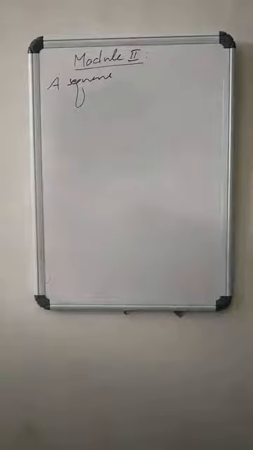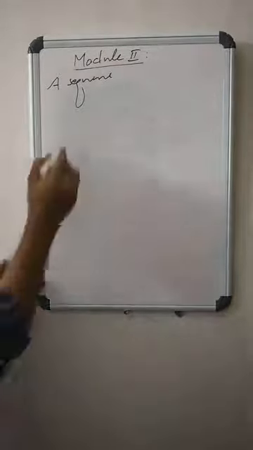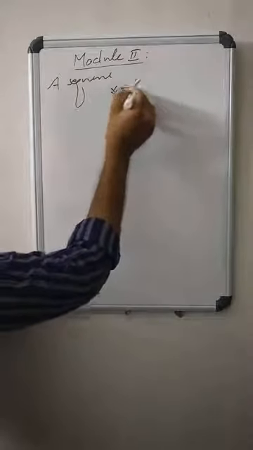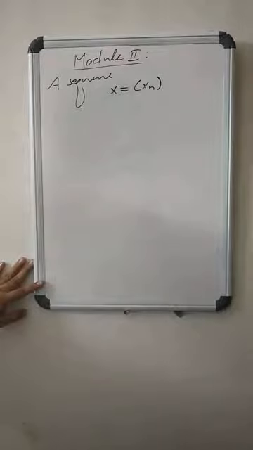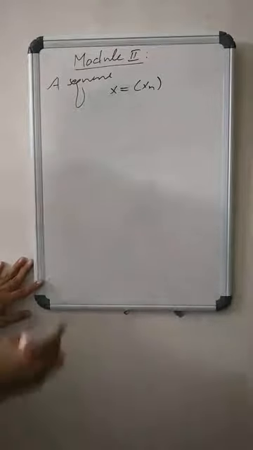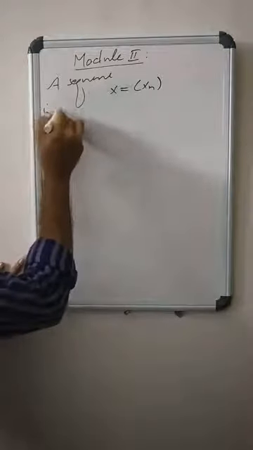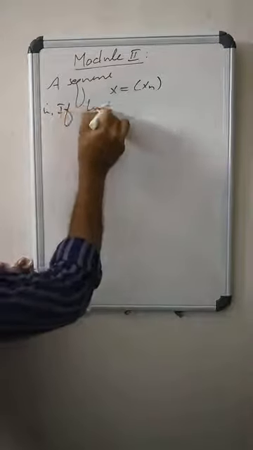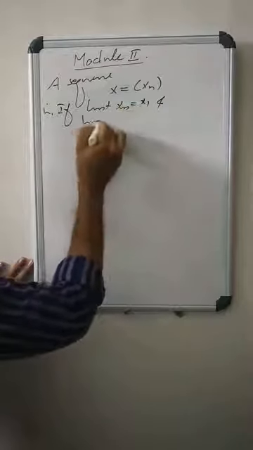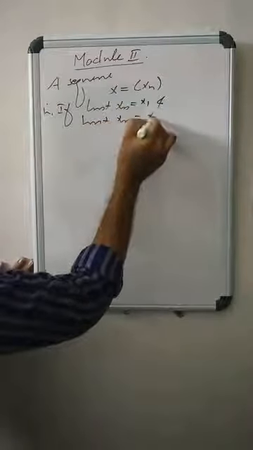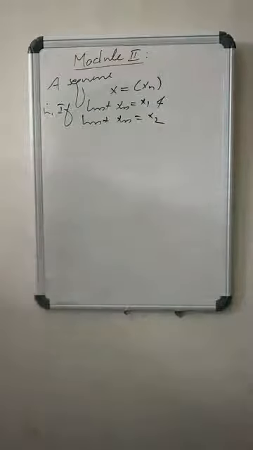How? Suppose, let X equals (xn) be a given sequence. If possible, this X has two limits. Let them be x1 and x2. That is, if possible, we have limit xn equals x1 and limit xn equals x2. Then to prove the uniqueness, we have to show that x1 equals x2.